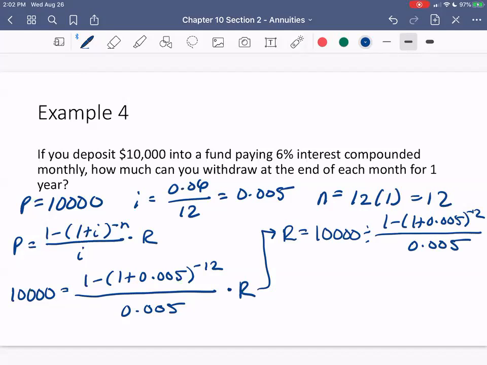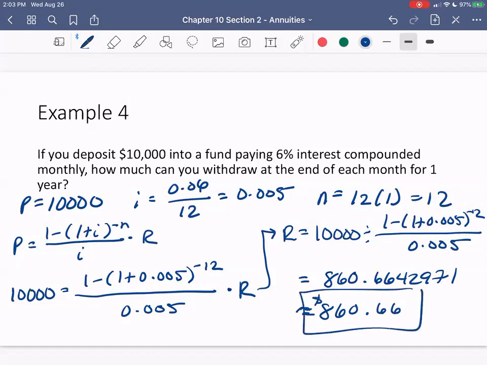And when you plug that into the calculator, you get a longer number, of course, than we need, but I'm going to write it out. Or we need dollars here. So we're going to say $860.66. That's how much, if you deposited $10,000, you can pull $860.66 out every month for a year.